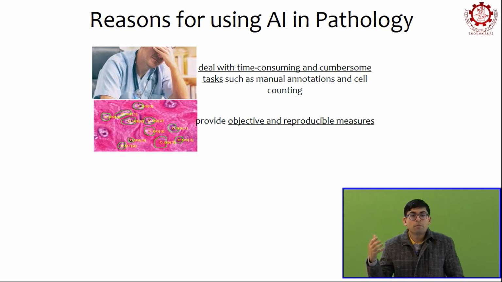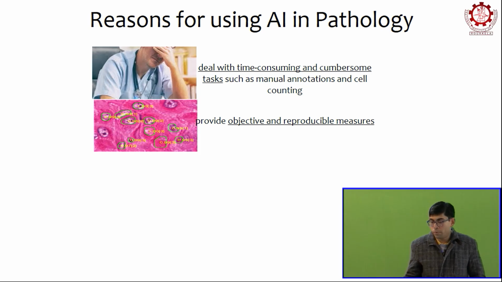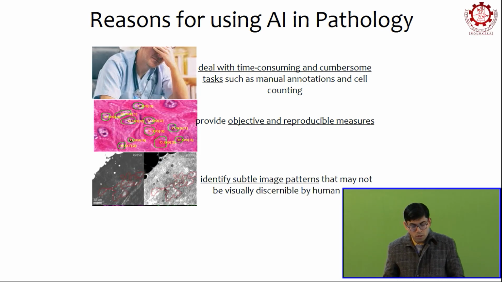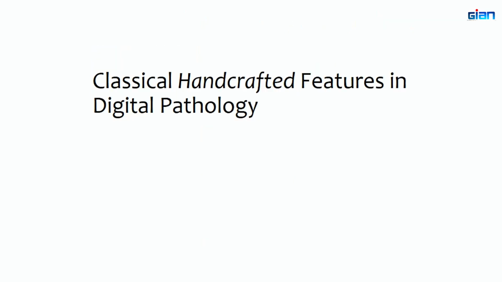Otherwise, what you have to tell them is very subjectively, very qualitatively, that approximately half of the tissue is rounded or the nuclei are rounded or something like that, which doesn't really help from a reproducibility standpoint. And there are subtle image patterns that may not be discernible by human eyes, where AI can really help. And the ultimate objective is precision medicine by discovering new diagnostic and prognostic biomarkers.